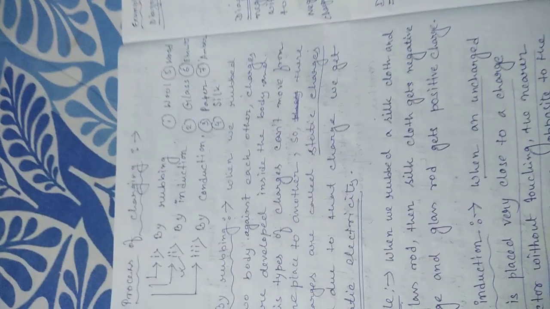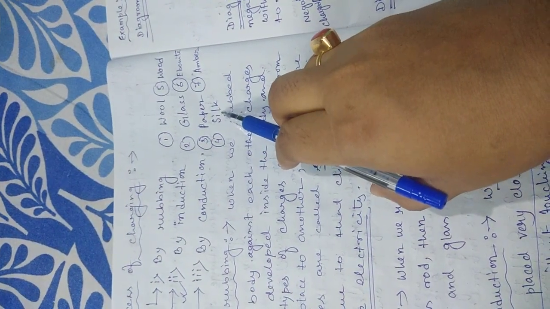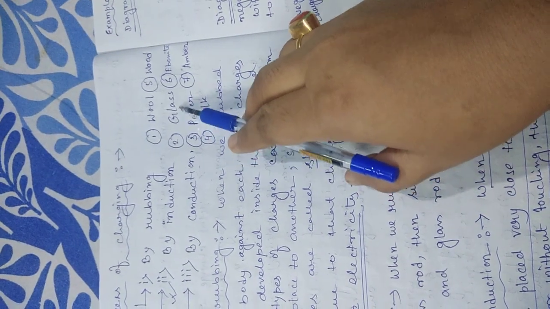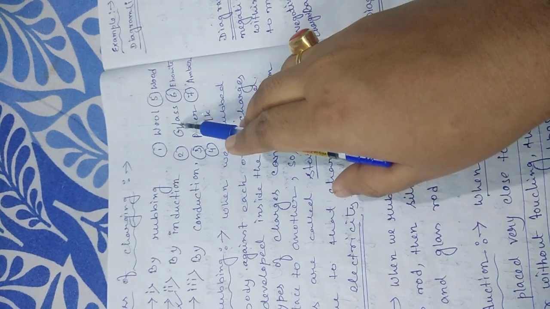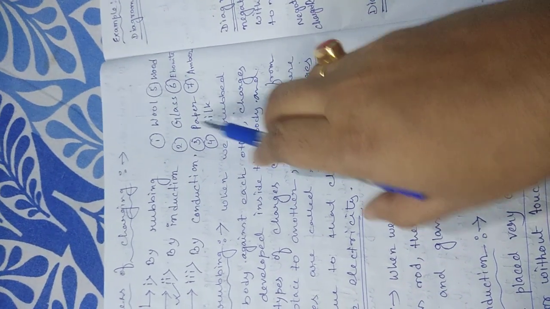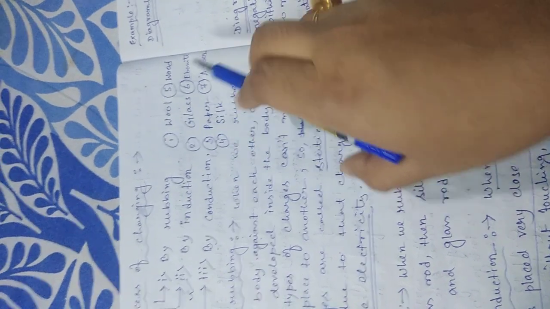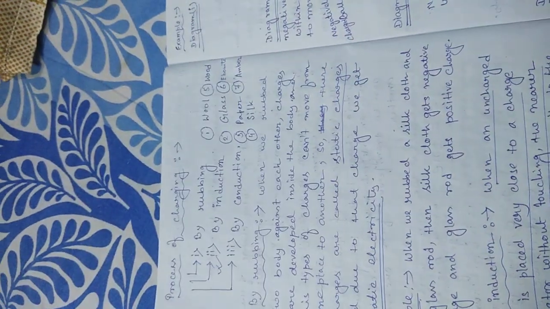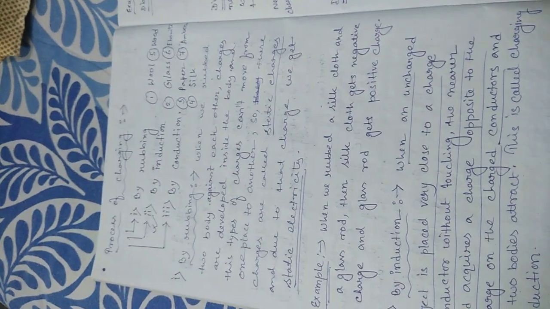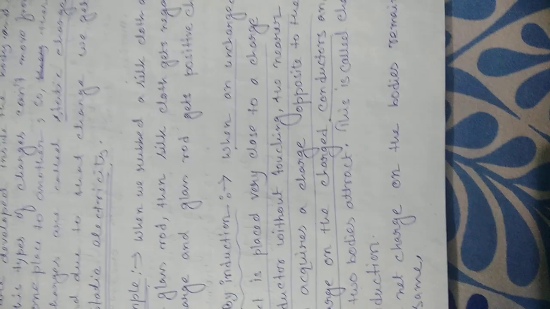Many are there. So if we rub a glass with a silk, then what happens? The position of glass is second and the position of silk is fourth. So when we rub glass and silk, glass will get the positive charge and silk will get the negative charge. So from the electrostatic series, we can understand which one gets the positive charge and which one gets the negative charge.